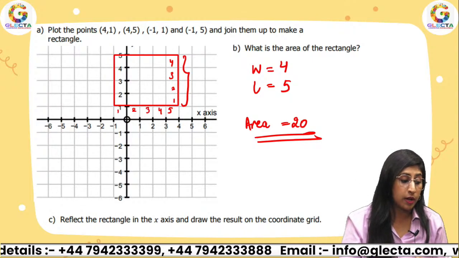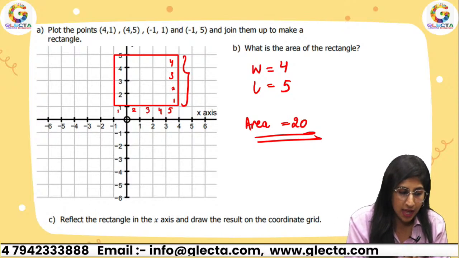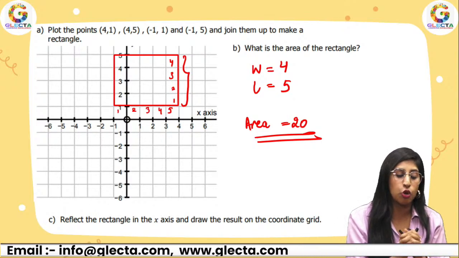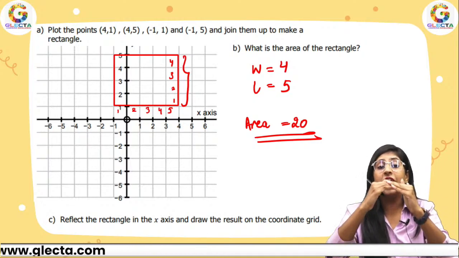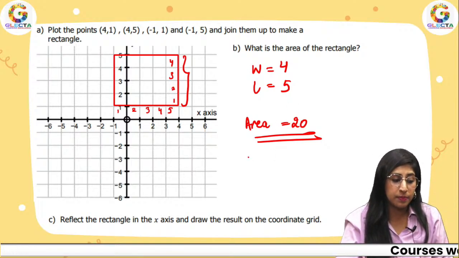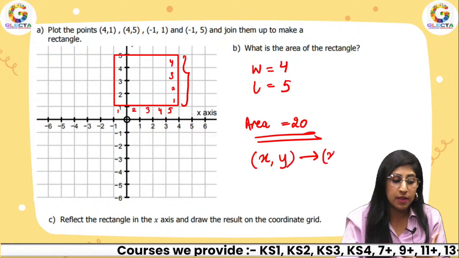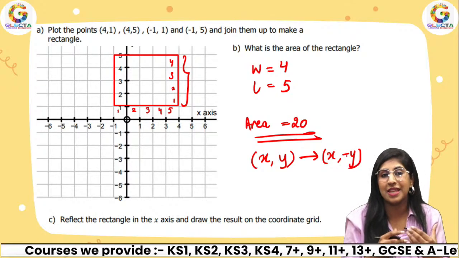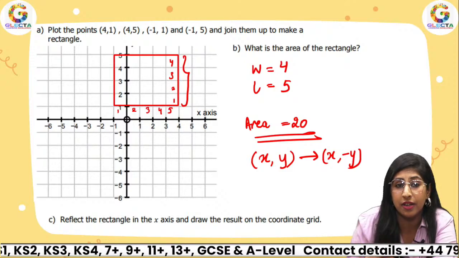Then the next one, reflect this rectangle in the x-axis and draw the result on the coordinate axis. What did I tell you about reflection along the x-axis? What is that going to be? Any coordinate x, y, when reflected along the x-axis, the y coordinate becomes negative, or we can say that the y coordinate changes its sign, right?